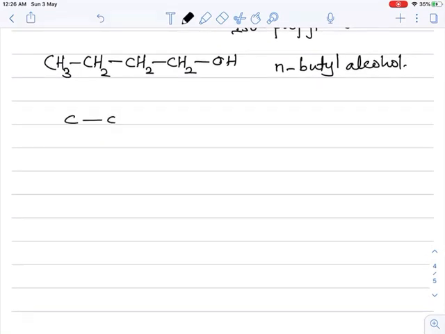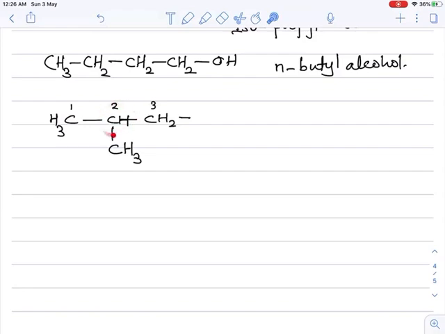If we arrange these 4 carbons in a branched chain, this is carbon number 1, 2, 3. The second carbon is attached to a CH3 group, and this is attached to a CH3 group, and the remaining valency is completed by hydrogen. Then this is the isobutyl group, an alkyl group. What is the name of this alkyl group? Isobutyl.